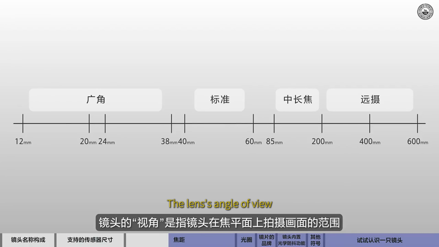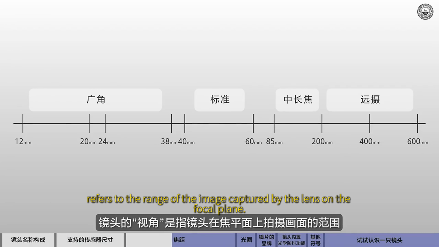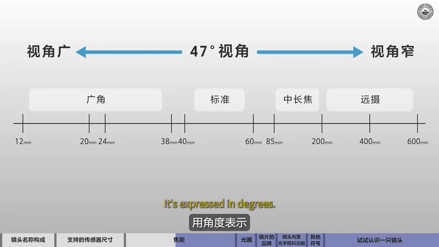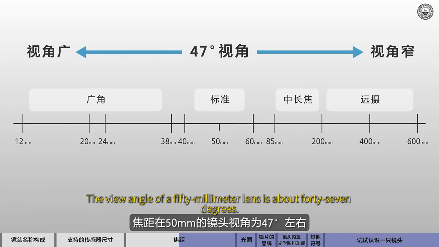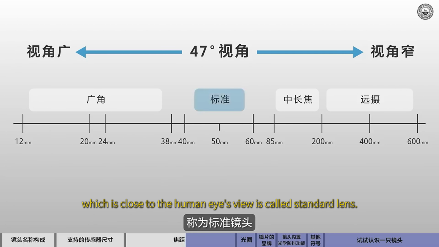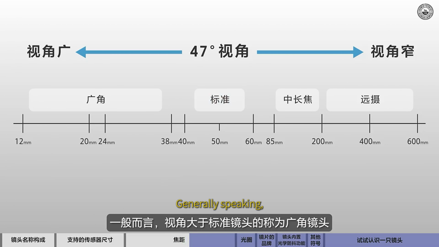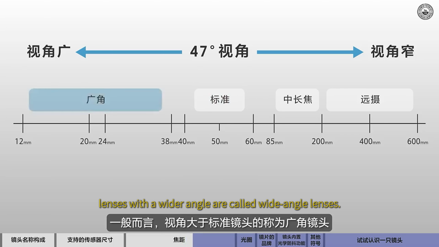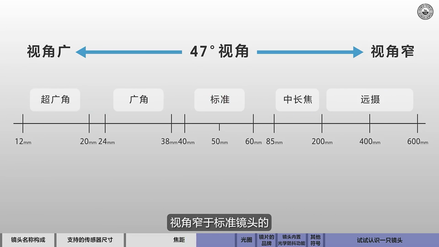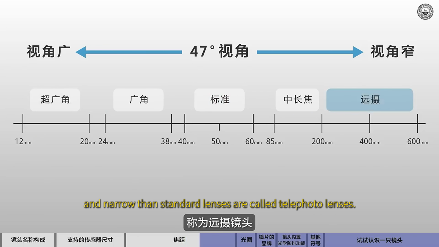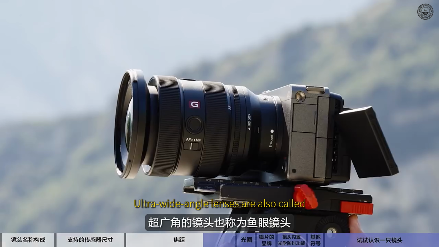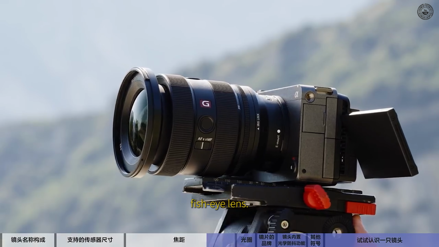The lens's angle of view refers to the range of the image captured by the lens on the focal plane. It's expressed in degrees. The view angle of a 50mm lens is about 47 degrees, which is close to the human eye's view. It's called a standard lens. Generally speaking, lenses with a wider angle are called wide-angle lenses, and narrower than standard lenses are called telephoto lenses. Ultra-wide-angle lenses are also called wide lenses.